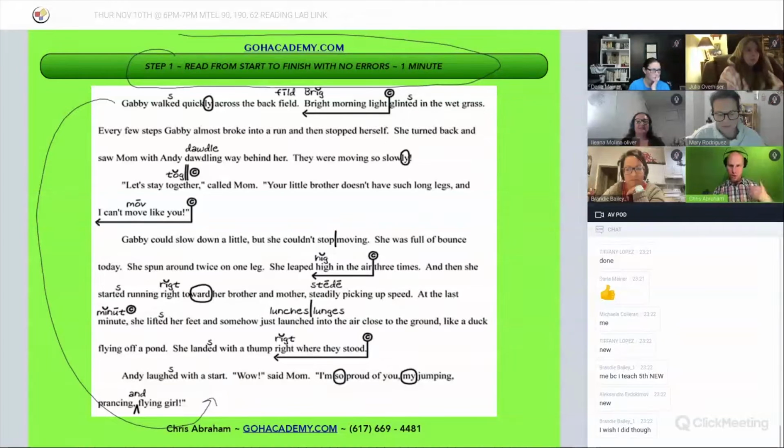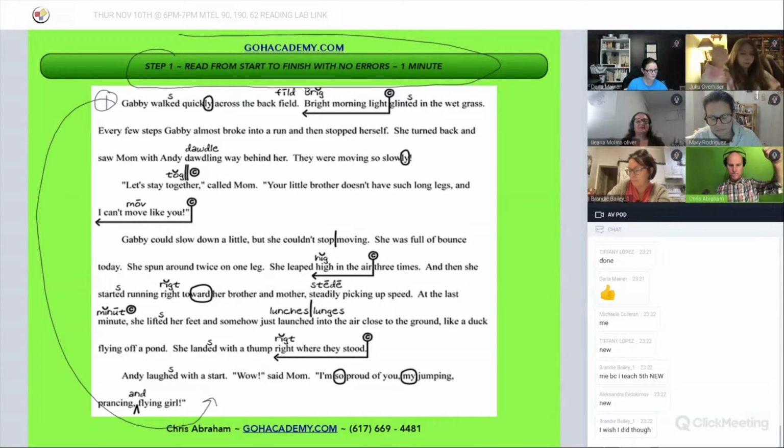So some teachers do this all the time, and some teachers are very, very new. When you're doing these assessments, I want you to always take 1 minute and just read it to yourself. Thumbs up? With no mistakes.